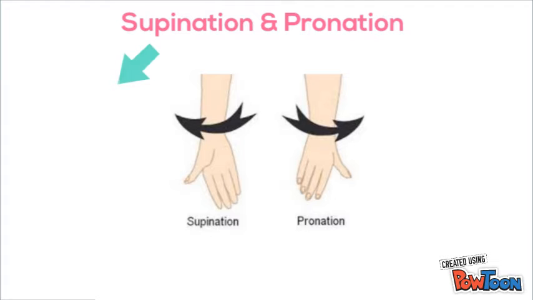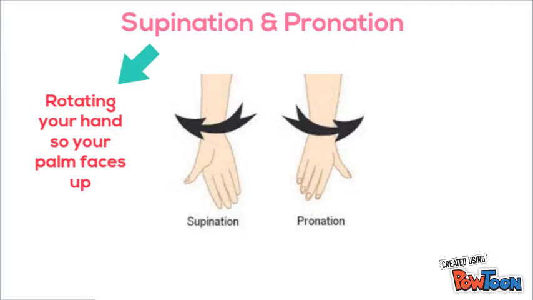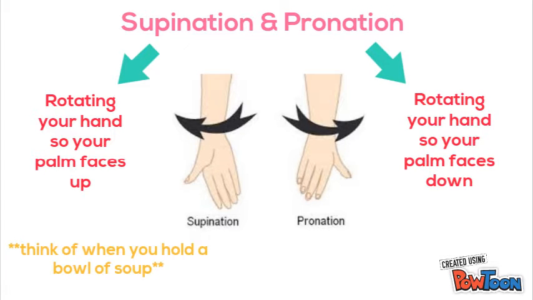Supination and pronation. Supination is rotating your hand so your palm faces up. Think of holding a bowl of soup. Pronation is rotating your hand so your palm faces down.